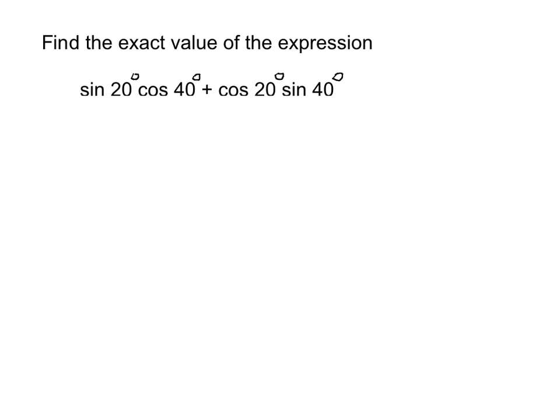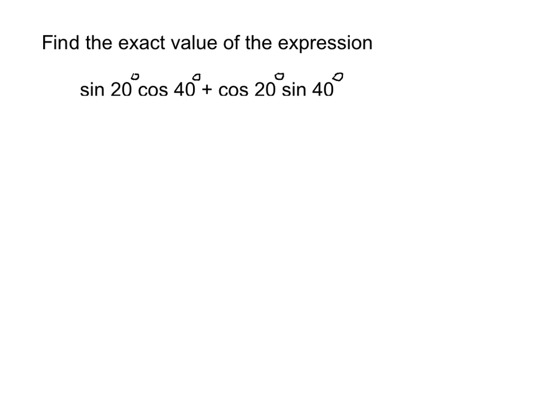What do we have here? Find the exact value of the expression sine 20 cosine 40 degrees plus cosine 20 sine 40 degrees. So in other words, they're starting off with the actual right side of the identity and asking us to backtrack, because we certainly don't have exact values for 20 degrees and 40 degrees.